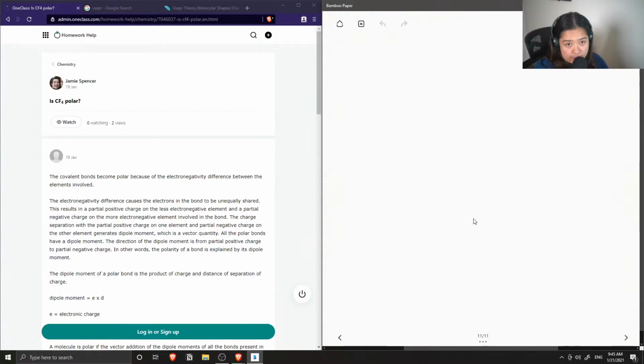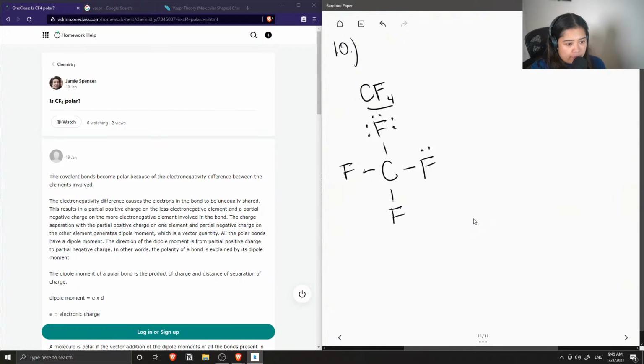Okay, so question number 10. Is carbon tetrafluoride polar? So first, let's draw the structure of carbon tetrafluoride. Carbon needs 4 bonds. So we have the 4 bonds to the fluorine. There are no lone pairs on the carbon. And we can just show all the lone pairs on the fluorines.